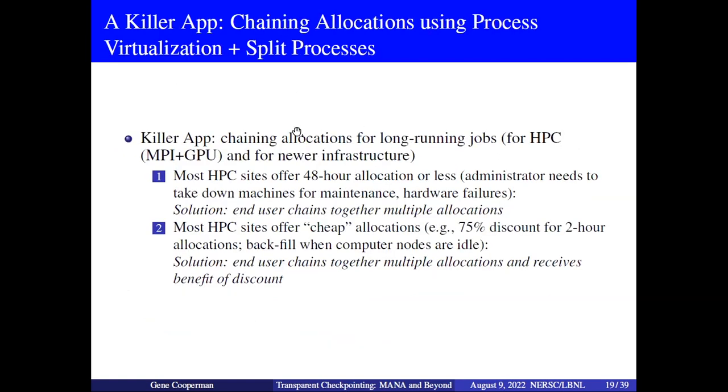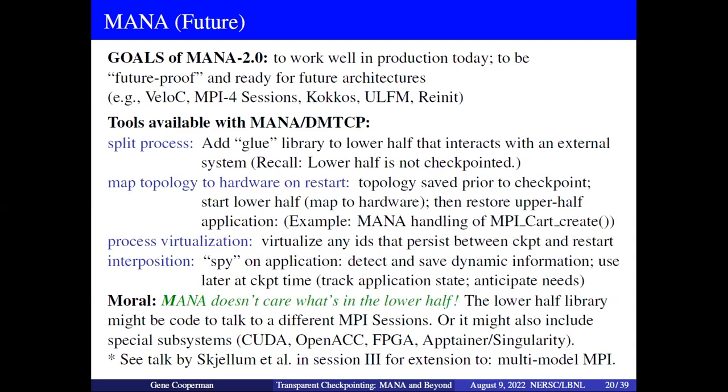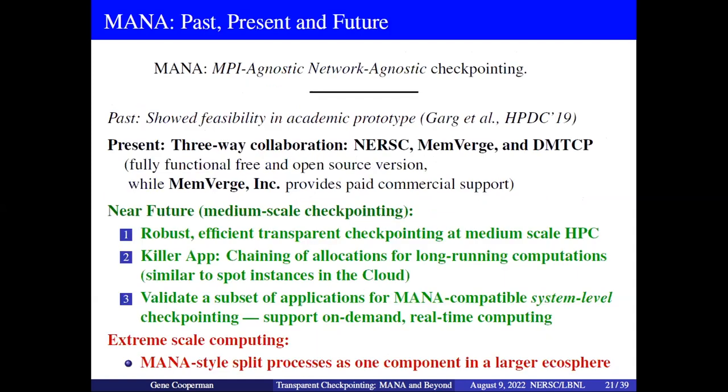And as I've said, the killer app is really chaining allocations. And when we chain allocations, as I've said, there are two places where you want to do it. Maybe you need longer than the 48-hour allocation, or maybe you want to chain together the 2-hour allocations. So I believe currently at NERSC, they offer a special queue with a 75% discount if you're willing to use the 2-hour allocation. So that makes it very attractive. I'm going to skip this.